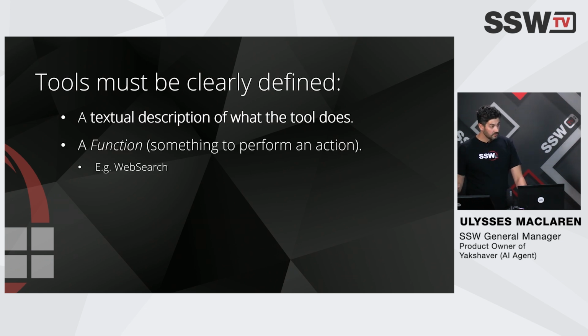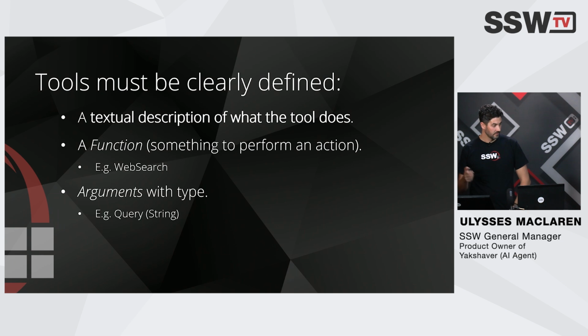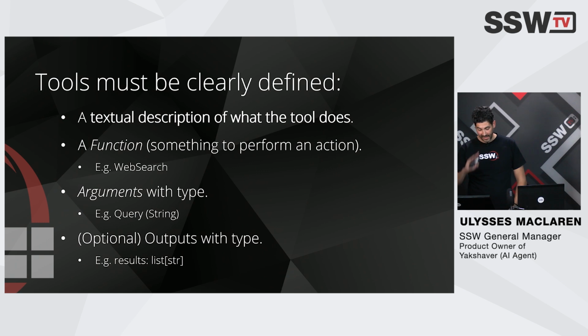Then a function: what is it that it does, and how do I call this thing? For instance, web search. Then some arguments, like the query: what do you want me to search for? And then outputs. Outputs is interesting because this gives the AI the context of, if I do that thing, what am I going to get back?